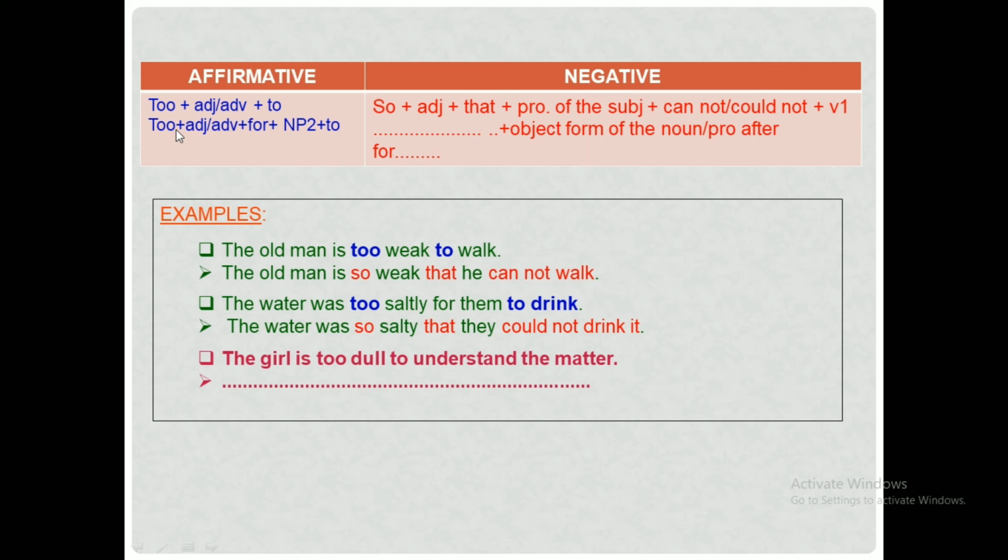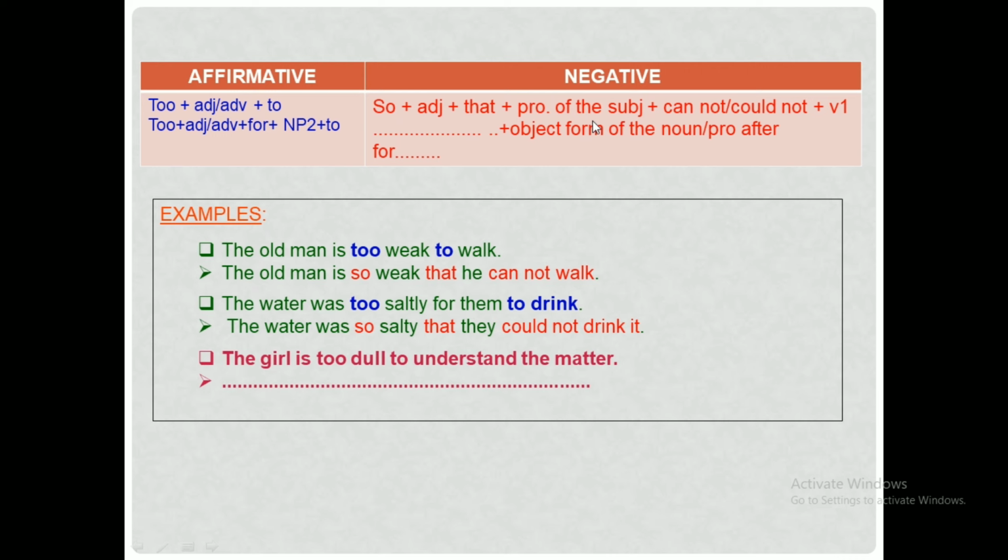To is a correlative conjunction. In the next rule, for plus NP has been added here. To will turn into so, then adjective or adverb will remain the same. To will turn into that. That is a conjunction. After that, we have to write an assertive sentence.